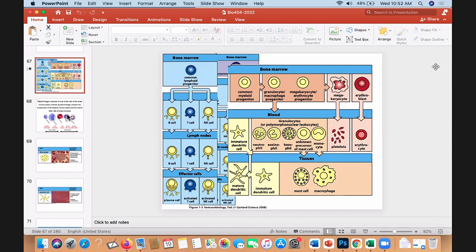And this is just a modified function of your macrophages. One of the proofs for that is that CD11B, which is also called MAC1, an integrin expressed by macrophages, is also expressed in large abundance on your dendritic cells.